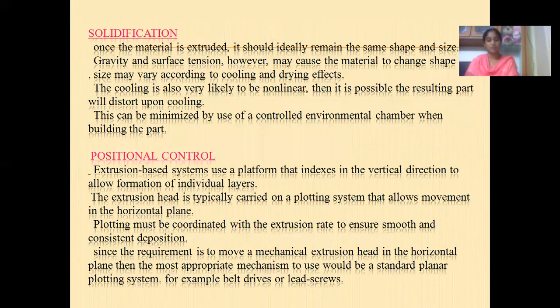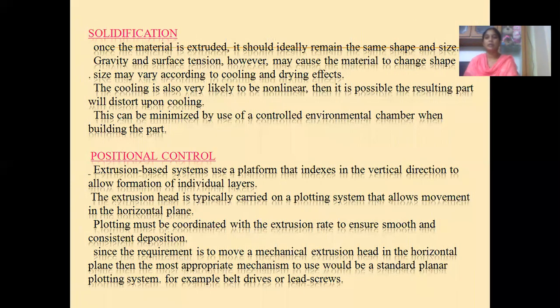And the solidification process. Solidification process means once the material is extruded, it should ideally remain the same shape and size. Gravity and surface tension, however, may cause the material to change, and the size and shape may vary according to cooling and drying effects. See, we are taking the cooling and drying effects.